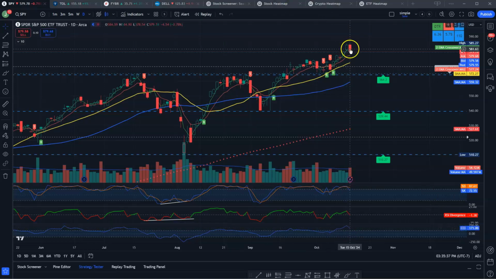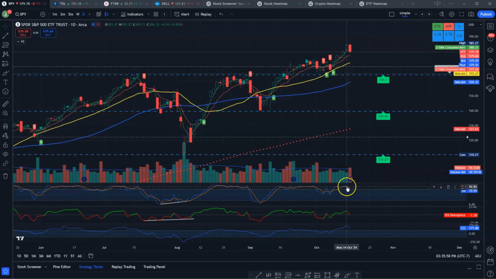Now let's look at the SPY. It looks like today we had a bearish engulfing, which means that this whole red candle engulfs the day before, which is very bearish. It's one of the most bearish candles. And we had higher than average volume on the way down.